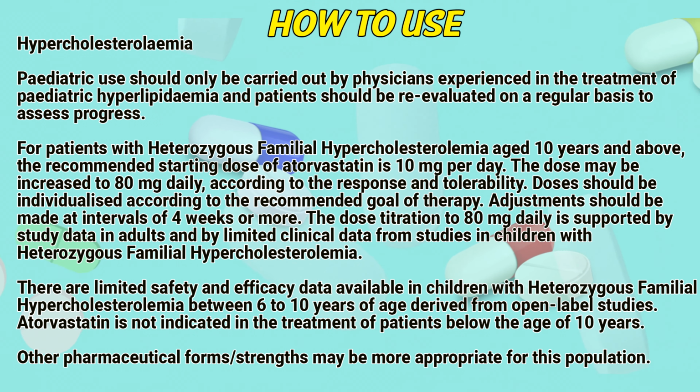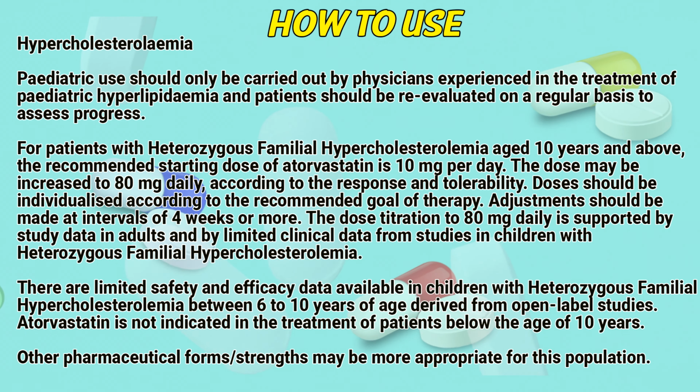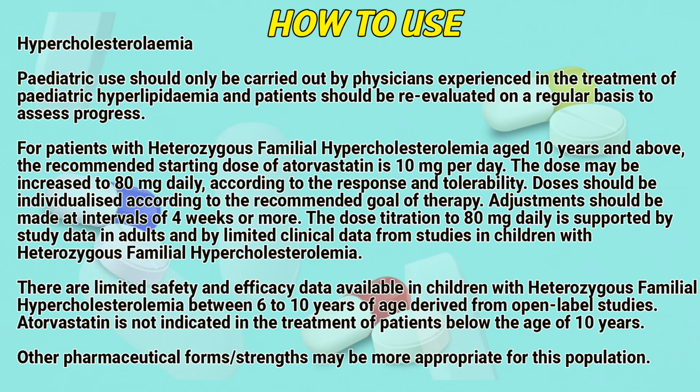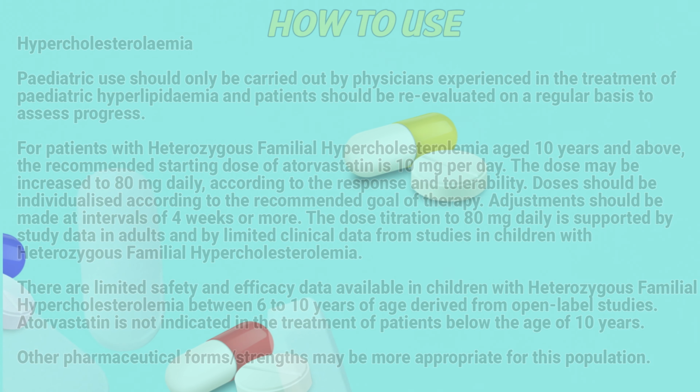The dose titration to 80 mg daily is supported by study data in adults and by limited clinical data from studies in children with homozygous familial hypercholesterolaemia. There are limited safety and efficacy data available in children with homozygous familial hypercholesterolaemia between 6 to 10 years of age, derived from open-label studies. Atorvastatin is not indicated in the treatment of patients below the age of 10 years. Other pharmaceutical forms or strengths might be more appropriate for this population.